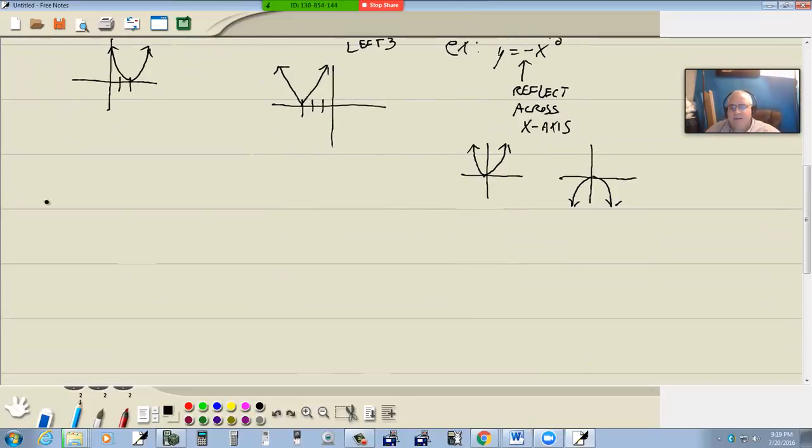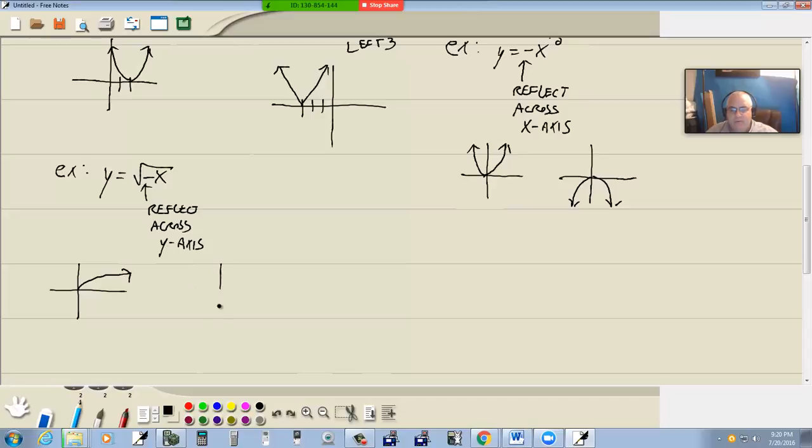Now, if we have a negative inside with the x, so instead of the negative being out in front, the negative is inside with the x, this is going to reflect across the y-axis. Now our basic graph for the square root of x looks like that. And so when we reflect it, flip it across the y-axis, it's going to look like that right there.